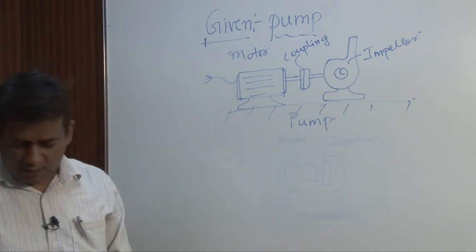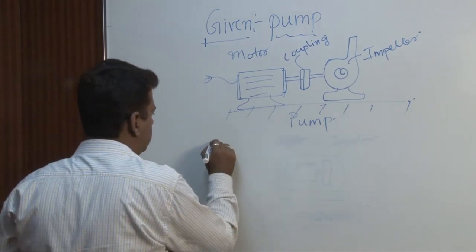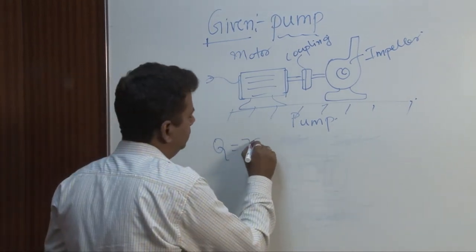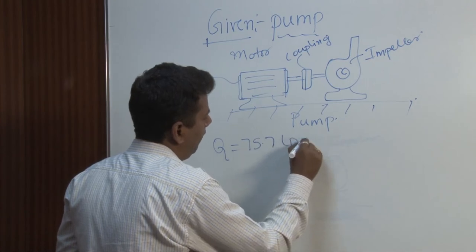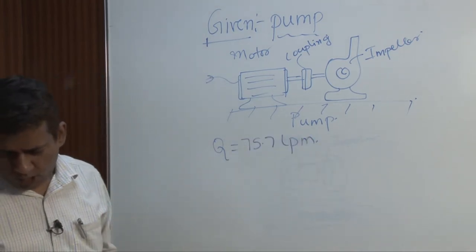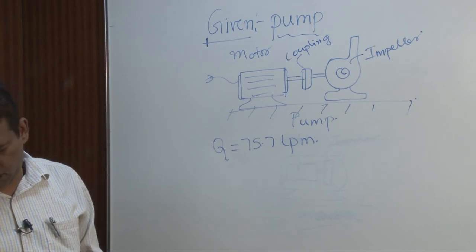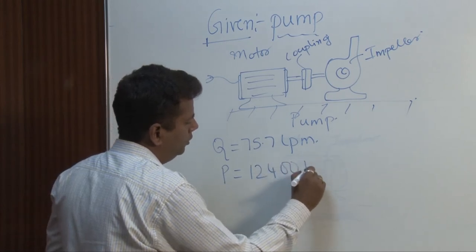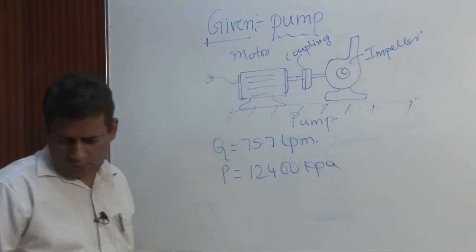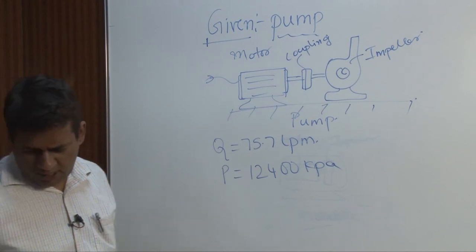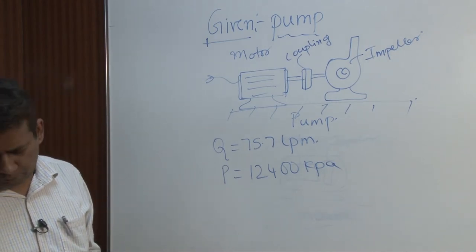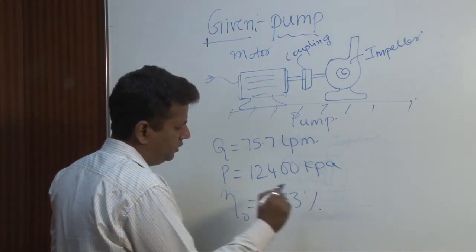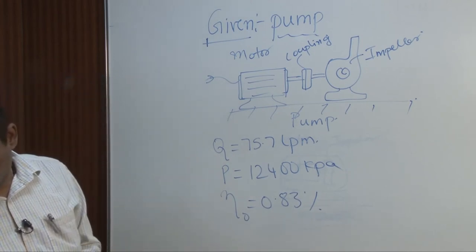Come back to the problem. What is the given information? First is the amount of fluid discharge, 75.7 liters per minute, and the pressure is 12400 kilopascals, and the overall efficiency is 0.83.